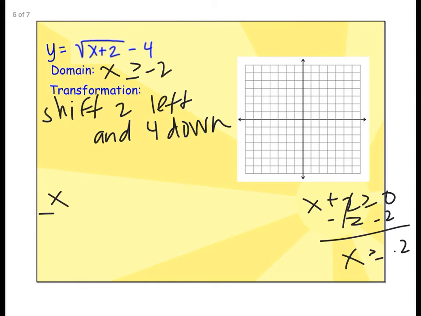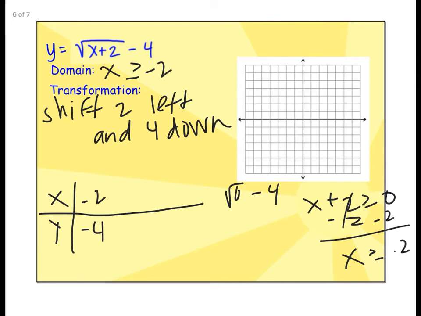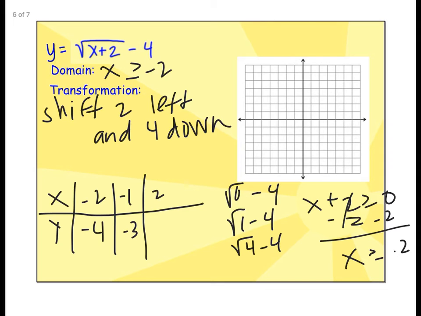Alright, let's pick some points. Start with negative 2. If I plug that in, I get the square root of 0 minus 4. So that gives me negative 4. Next I'm going to do negative 1. So that gives me the square root of 1 minus 4. So that's negative 3. Next let's do 2. So that gives me the square root of 4 minus 4. And think about what gives you nice whole numbers. So the square root of 4 is 2, minus 4. So that gives me negative 2. And then from here I'd probably do 7, because that would give me the square root of 9 minus 4, or 3 minus 4, which is negative 1.